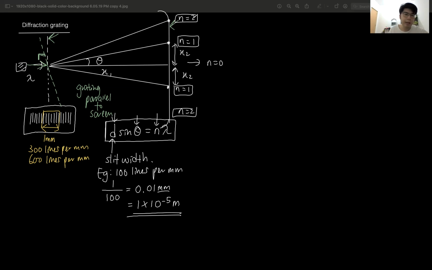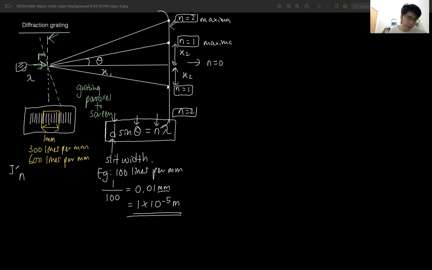The orders only represent the maxima. The minima are not shown here; they are in between the maxima. Take the higher order, because the higher order is easier to measure. When you do an experiment, the first order may be too close already, so you want to take the second order or third order. Let's say we take the second order.